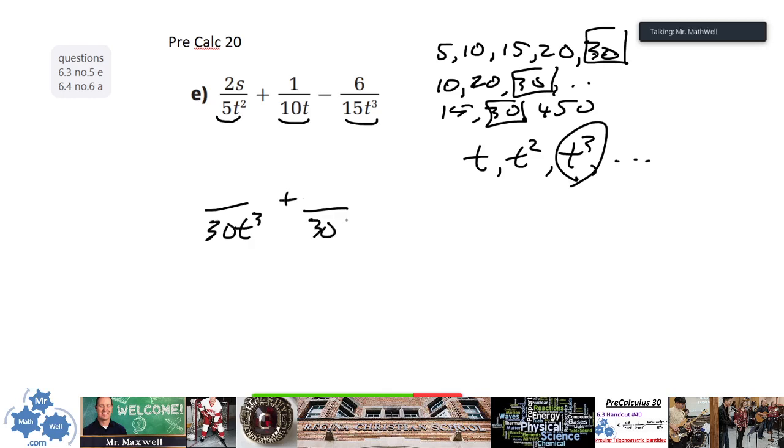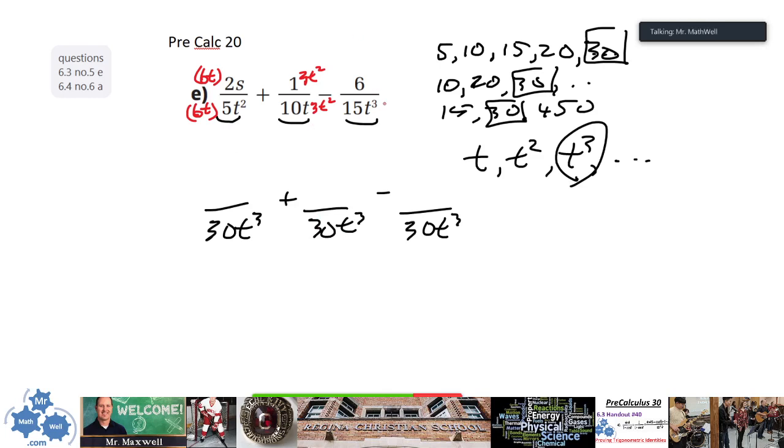You see that? Now, do you have to write them all separately like this? No, I'm showing every step, so you don't have to do it exactly like this. But hopefully you get the idea of what we're doing. What we have to do to 5t squared to get 30t cubed is multiply by 6t. So 6t goes up top as well. I have to multiply top and bottom by 6t. This one, we need to multiply by 3t squared, top and bottom, to get to 30t cubed.